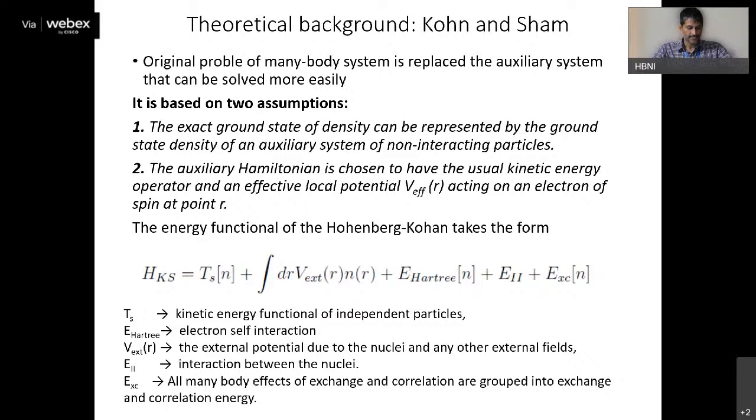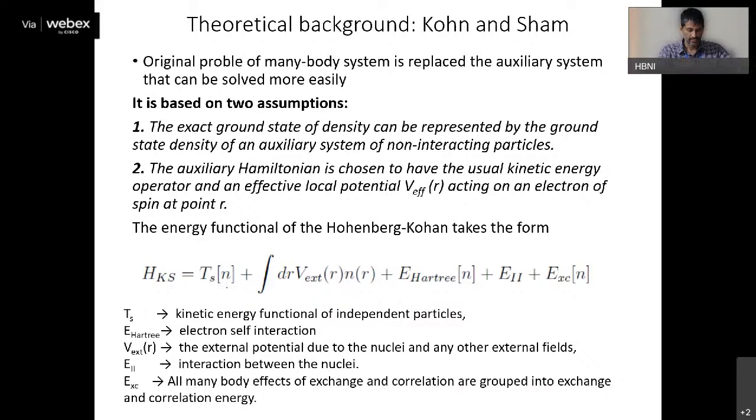The second assumption says that the auxiliary Hamiltonian is chosen to have the usual kinetic energy operator and an effective local potential acting on an electron of spin σ at point r. So what is being done is that the many-body problem of interacting particles is posed as an independent non-interacting particle problem, and then one can easily solve it, because one can construct a starting potential and then solve this equation.